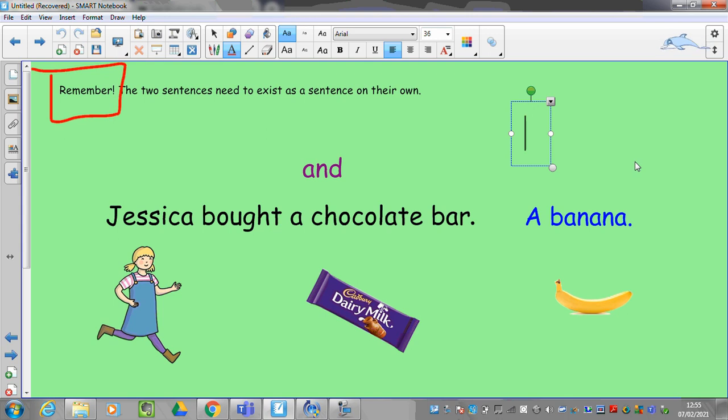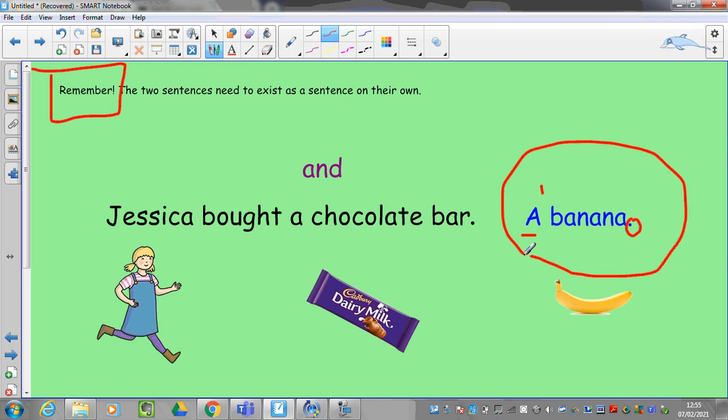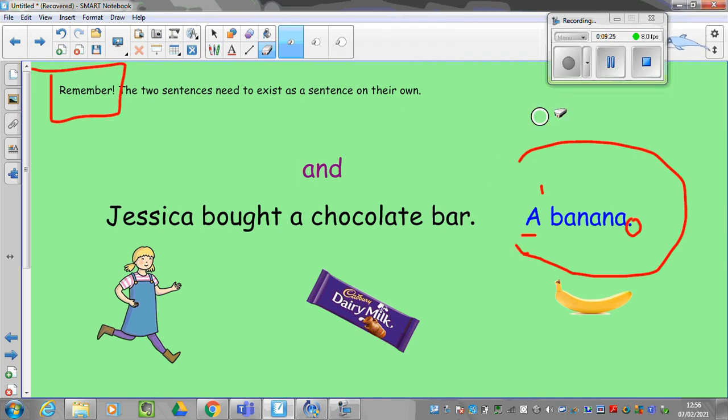Now check back to your sentence success criteria from last week. What does a sentence need to have? It needs to have a capital letter. It needs to have a finger space or some finger spaces. And it needs to have a full stop. And what is the last thing? Oh my goodness. It needs to make sense in the order that it goes in. So does a banana make sense? A banana. No, it doesn't, because it doesn't have the key ingredients for our sentence. It doesn't make sense. So this cannot be a conjunction.